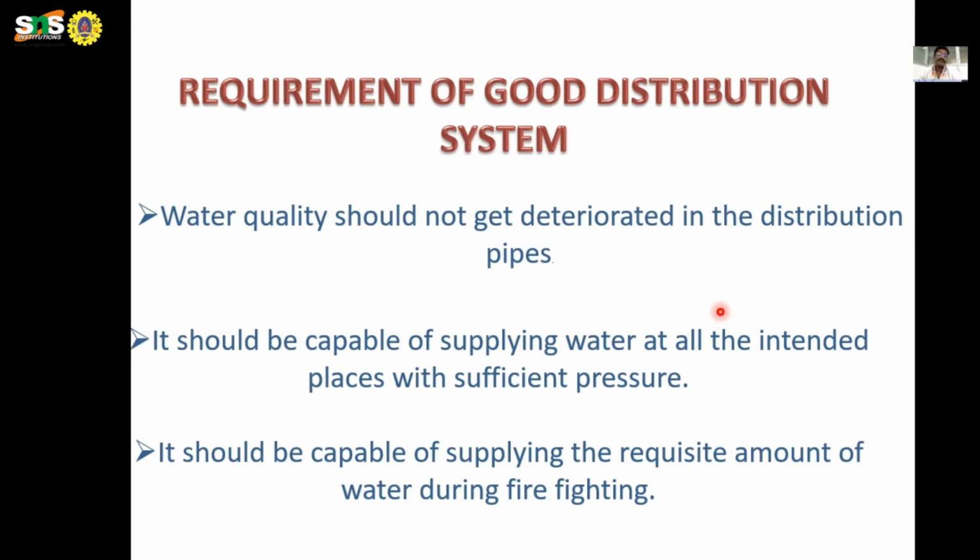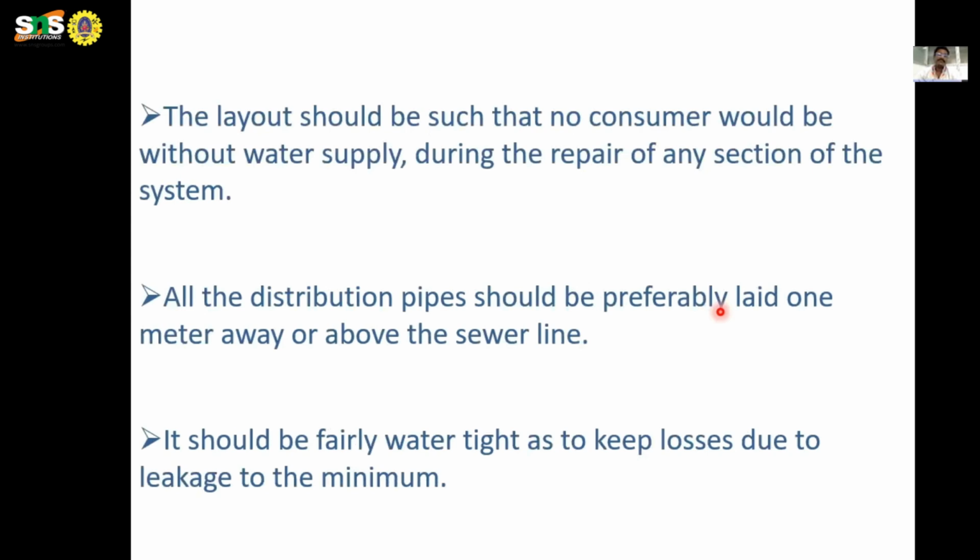It should be capable of supplying the required amount of water during firefighting. So if any accident or emergency situation happens, we should ensure that we have the water supply system. The layout should be such that no consumer would be without water supply during the repair of any section of the system. So during maintenance, we should ensure that all the people have water. We have to design a distribution system in such a way that we are not compromising during any repair or maintenance time. We are not cutting down any water supply.